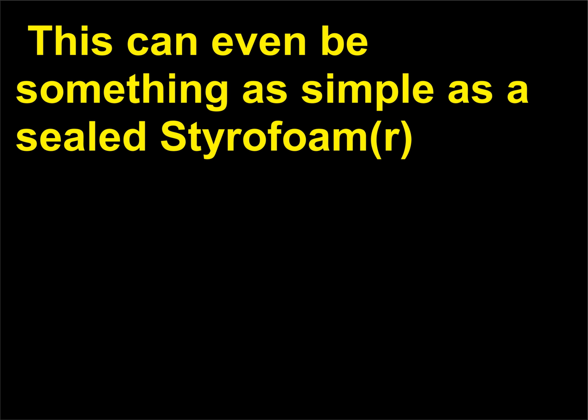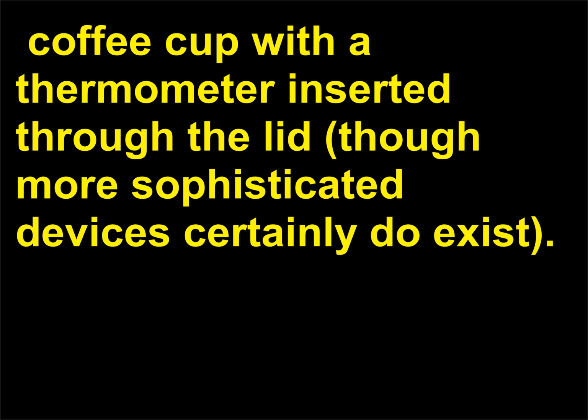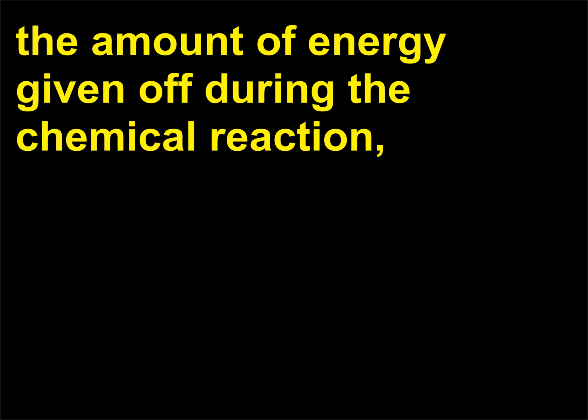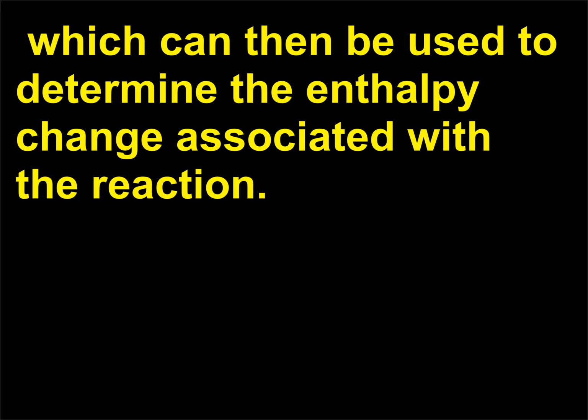This can even be something as simple as a sealed styrofoam, or coffee cup with a thermometer inserted through the lid, though more sophisticated devices certainly do exist. The temperature change inside the calorimeter can be monitored to determine the amount of energy given off during the chemical reaction, which can then be used to determine the enthalpy change associated with the reaction.